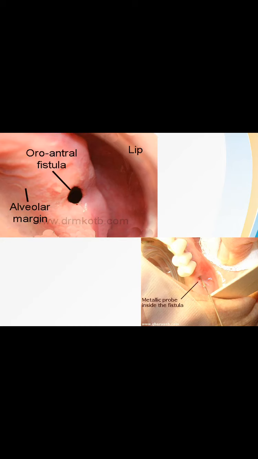This is the clinical picture showing an oroenteral fistula. In the first case, it is on the maxillary ridge, and in the second picture, a metallic probe is inserted inside the fistula.